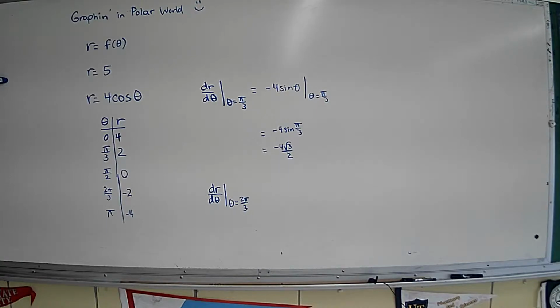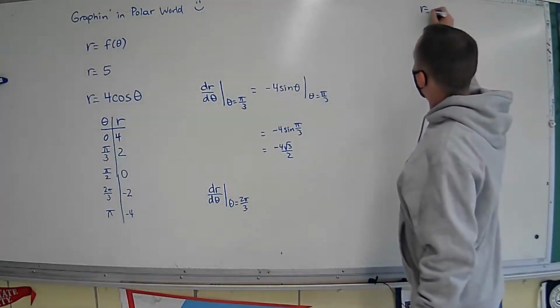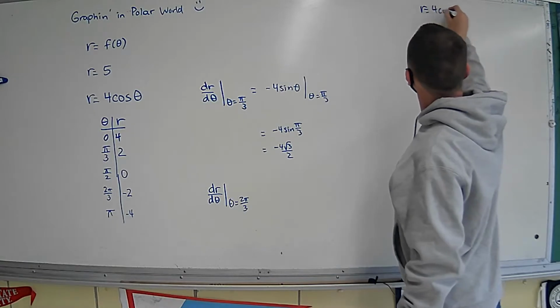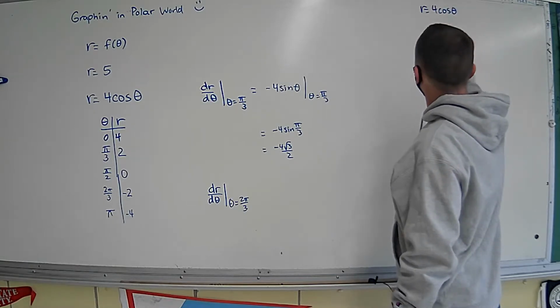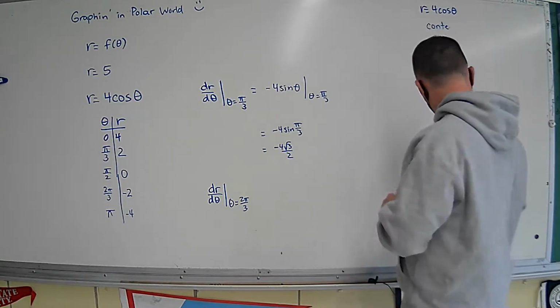So you're saying that's a circle, right? Can you prove to me that's a circle? Can we prove that's a circle algebraically by converting this equation to Cartesian? R equals 4 cosine of theta. Can I convert this to xy? Sure.